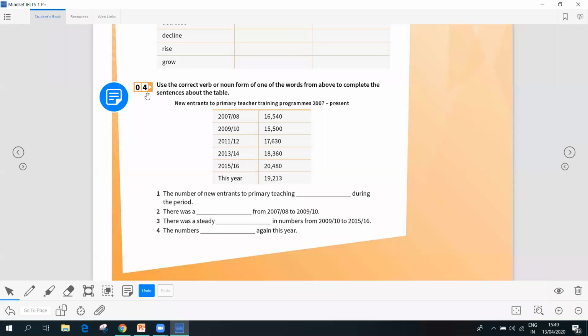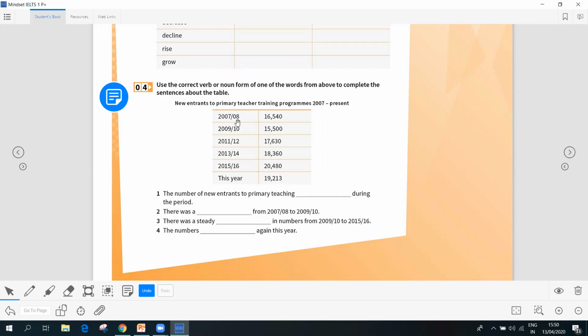Let's move on to task 4. Task 4 introduces you to the sentence types that you need to use in your graph writing. So use the correct verb or noun form of one of the words from above to complete the sentences about the table. So this is a table with information, with figures, numbers. Yeah. So look at the table carefully.